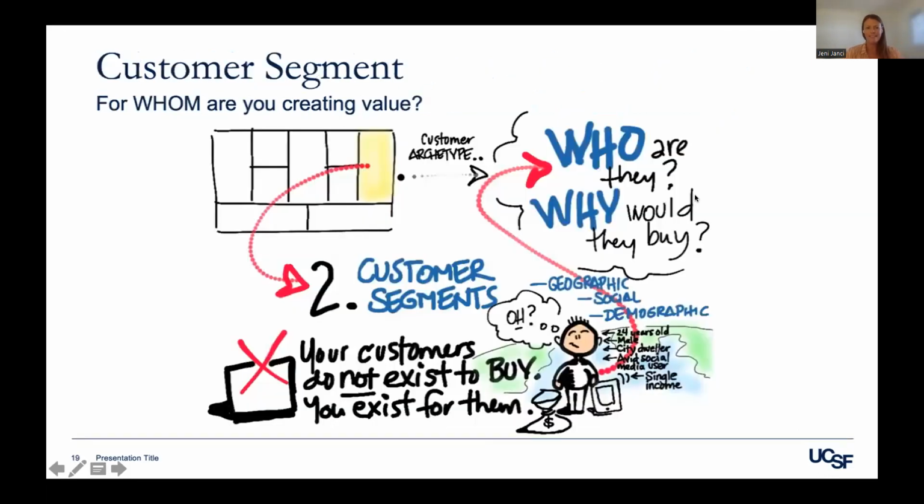And again, hand in hand goes customer segment. So who are your customers? Your customers don't exist just to buy your product. You are creating value for them. So why would they buy your product? Who are they? What are the problems that they have? What decision-making skills do they have? What's influencing them? Again, all the different customer segments. And really hone in on who that main customer is that's going to decide to buy your product, and try to really identify everything about them.